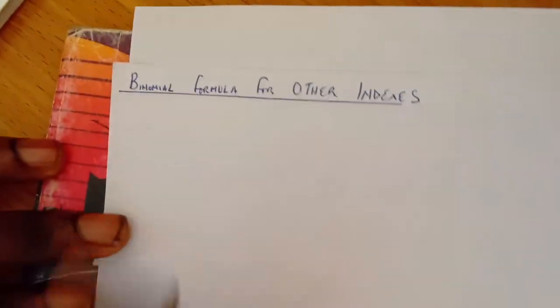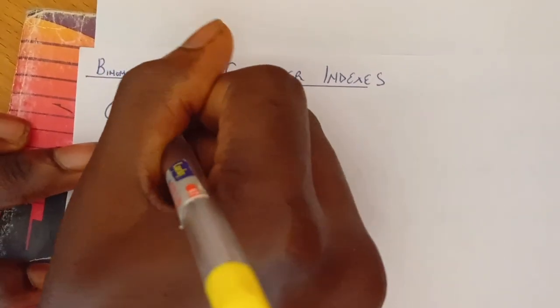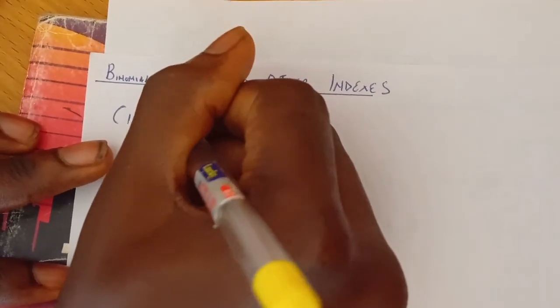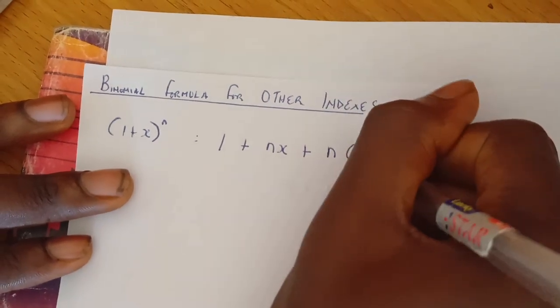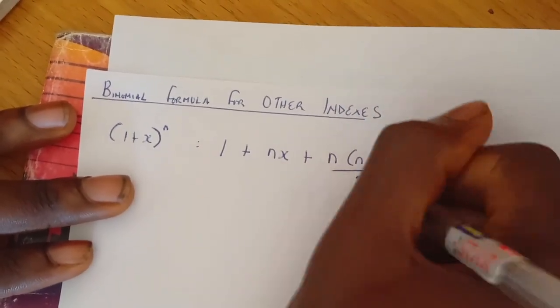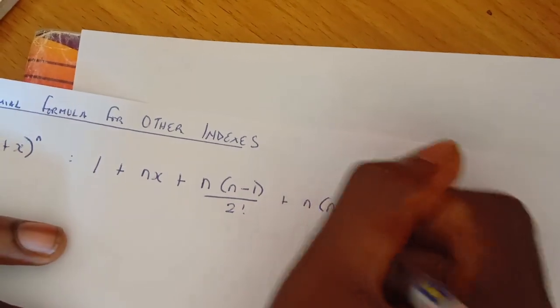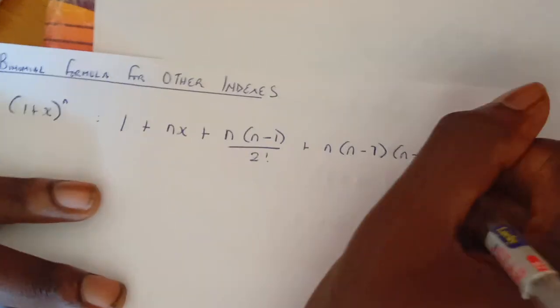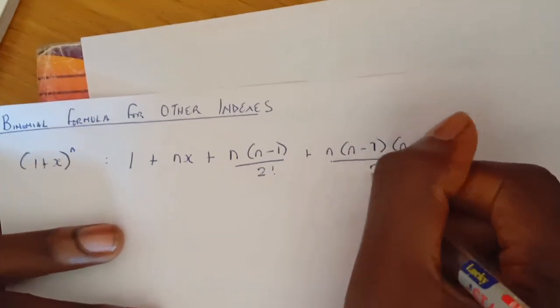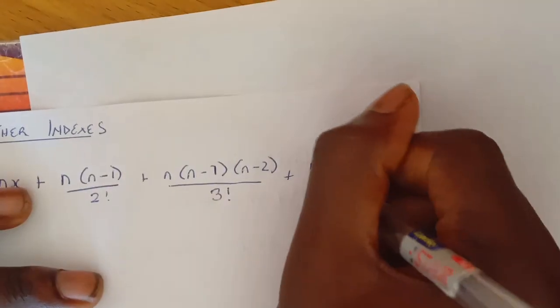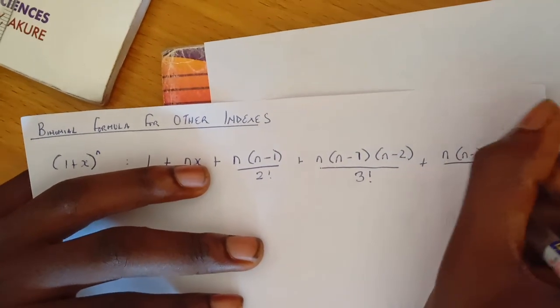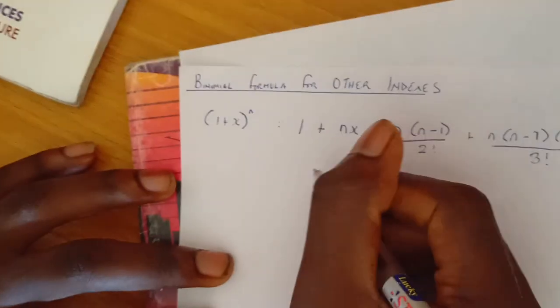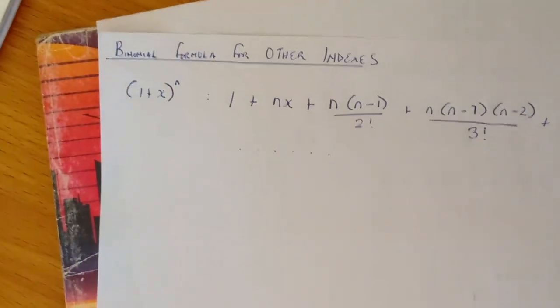So now let's say we have 1 plus x raised to the power of n. Let's use power of n now. So the expansion is going to be 1 plus nx plus n(n minus 1) divided by 2 factorial plus n(n minus 1)(n minus 2) divided by 3 factorial plus, let's say, n(n minus 1)(n minus 2)(n minus 3) divided by 4 factorial and so on. So that's how it works.